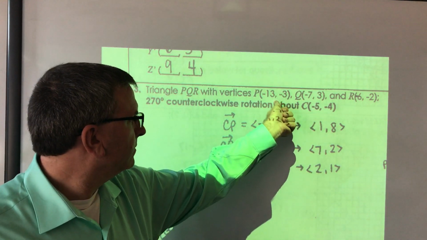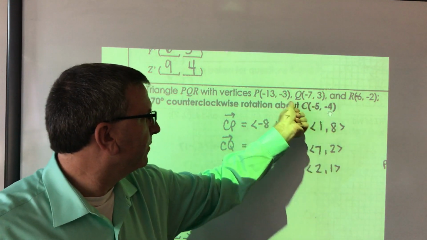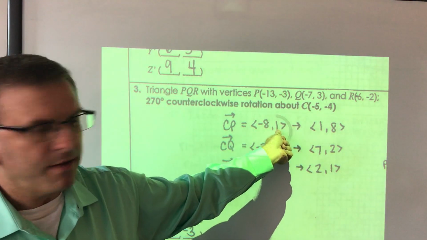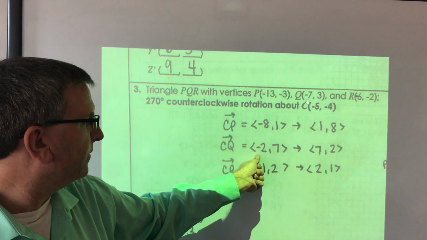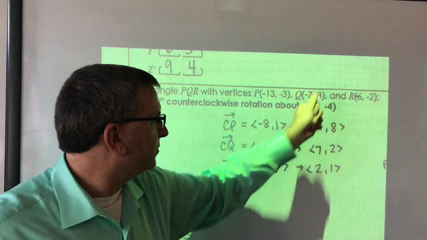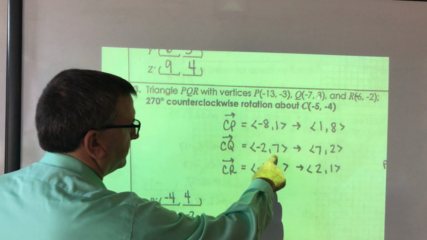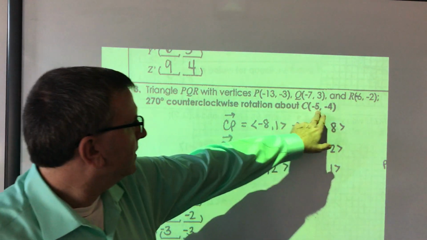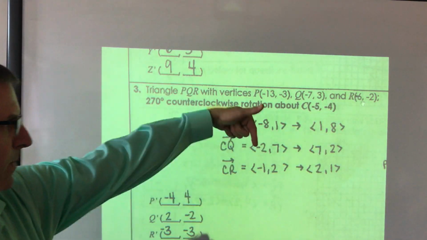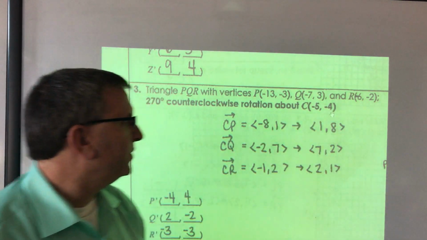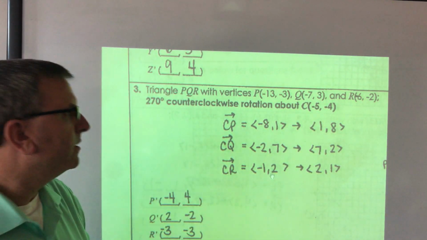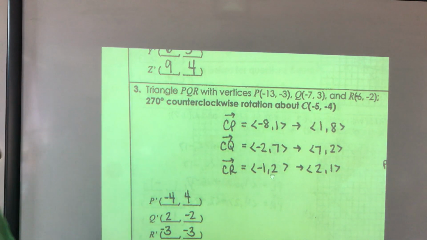From here to here, -8. From -4 to -3, 1. From -5 to -7, -2. -4 to 3, I moved to the right, 7. -5 to -6, I went down 1, so -1. -4 to -2, I went up 2.